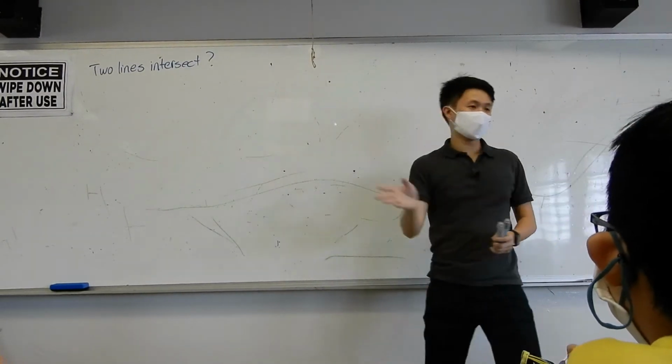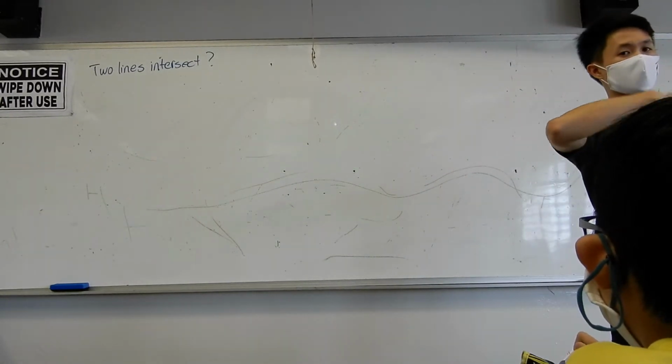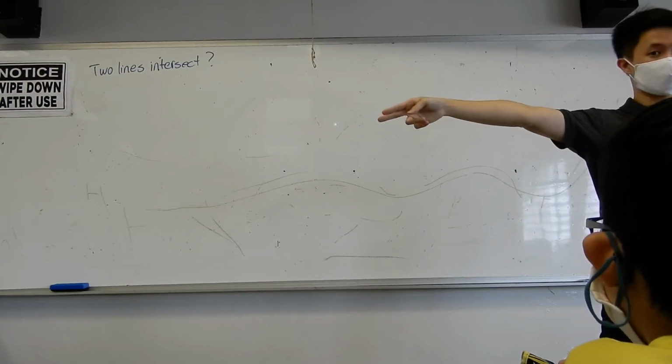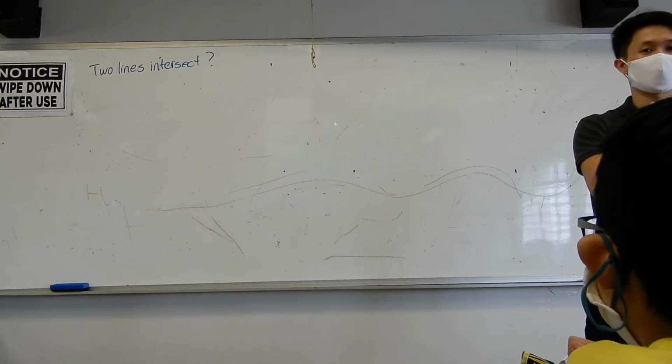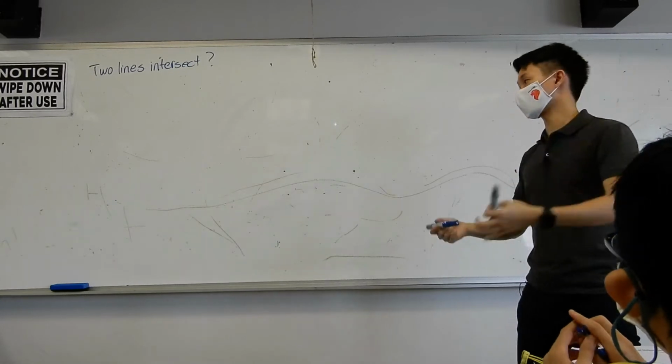When two lines intersect, what occurs? Does it form another line? Does it form a point? Does it form an intersection? But at the intersection is what? What defines the intersection? Somebody said something. Oh, a common point.